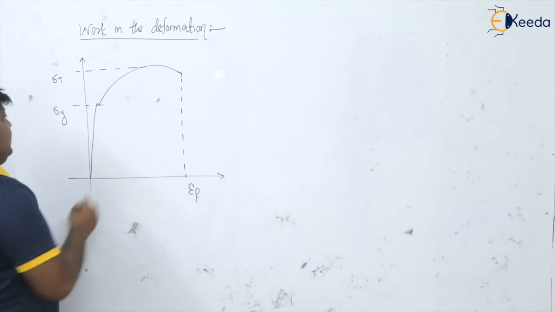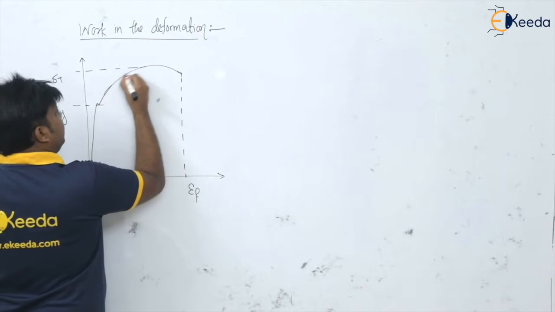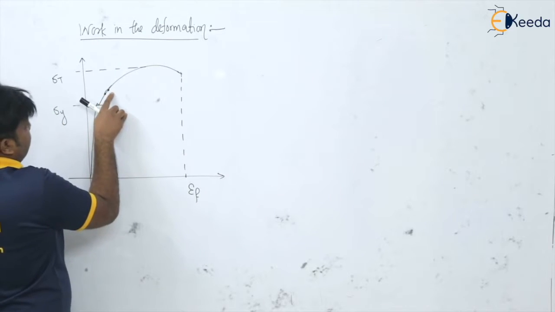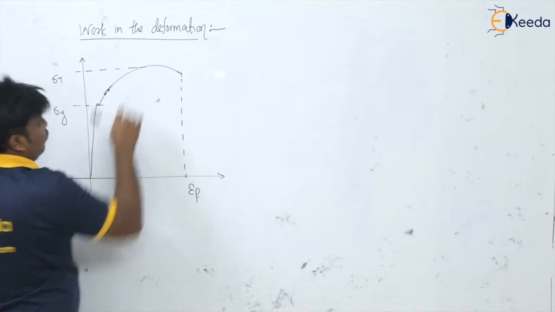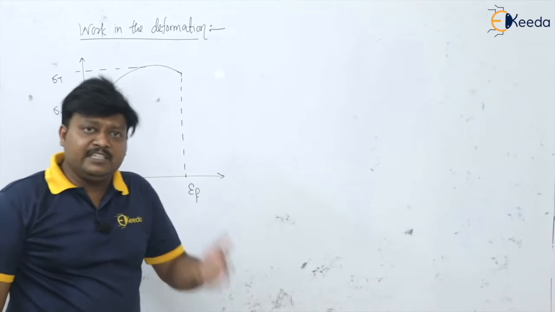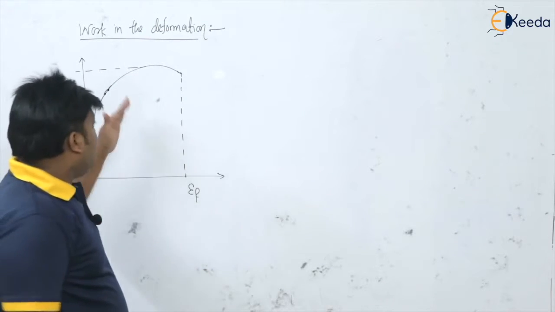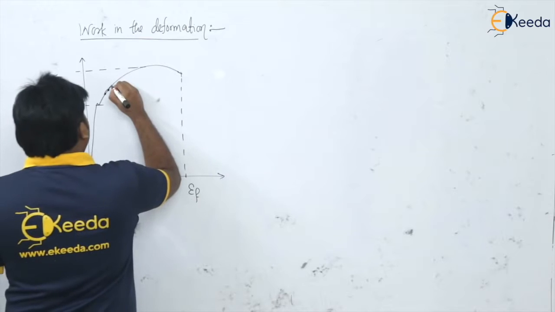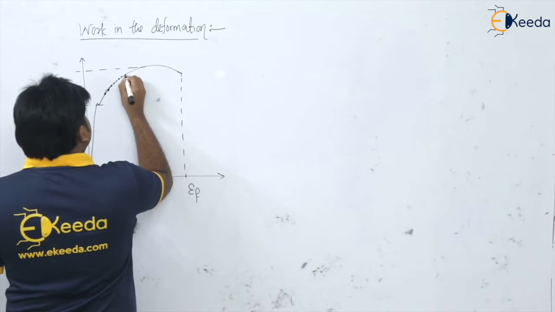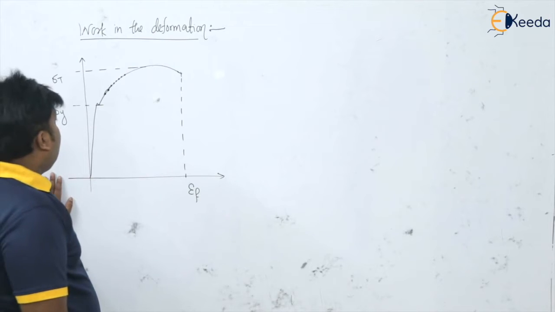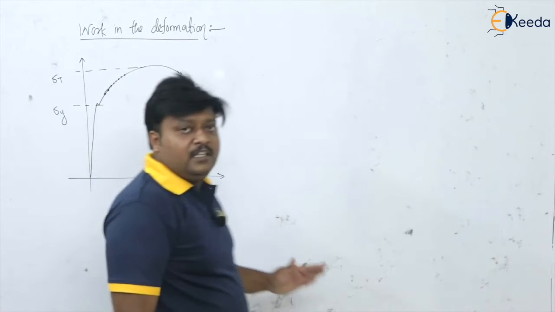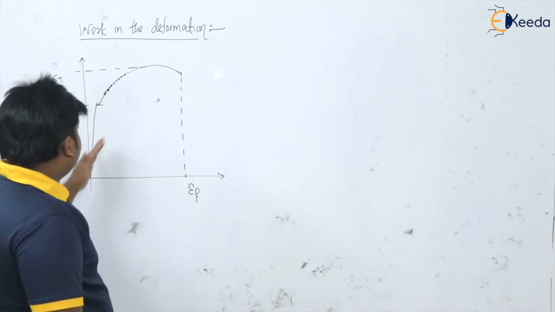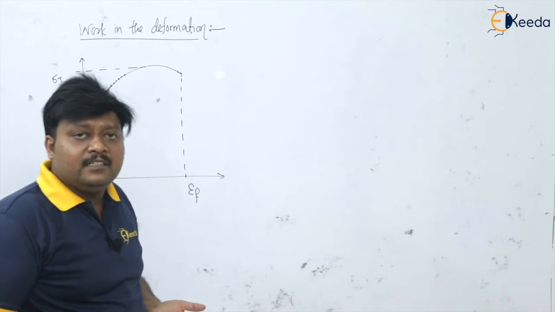So see here, in the strain hardening region, as we know, from point to point the stress becomes more and more, isn't it? Because the material is undergoing the strain hardening effect, and to overcome that, I have to supply more stress for further deformation. So everywhere the stress is changing, isn't it? And to calculate the work in this deformation, I have to choose what? The area under the stress strain curve, and I will get the work done.